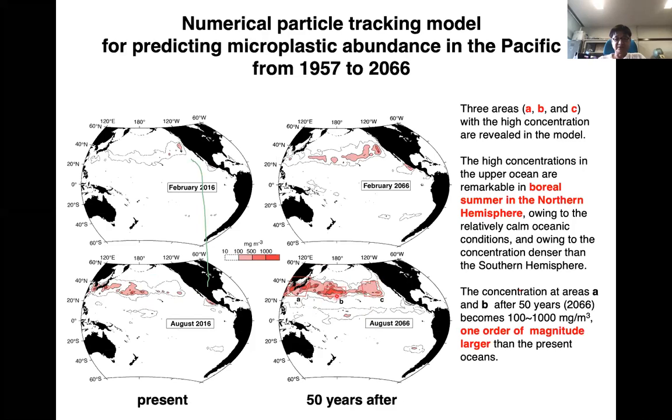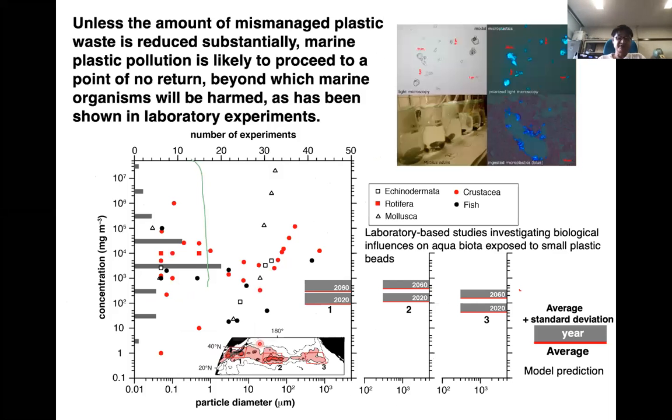Especially, the microplastic abundance exceeds 1,000 milligram per cubic meter in 50 years after in the East Asian area, in the midpoint of the North Pacific. We can compare this result with the laboratory-based studies conducted and published to date.